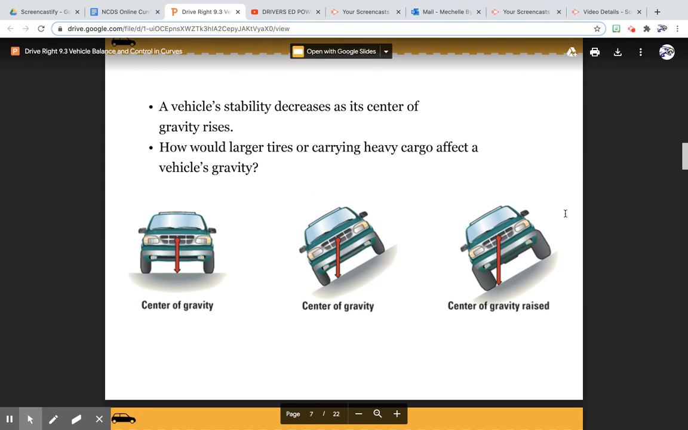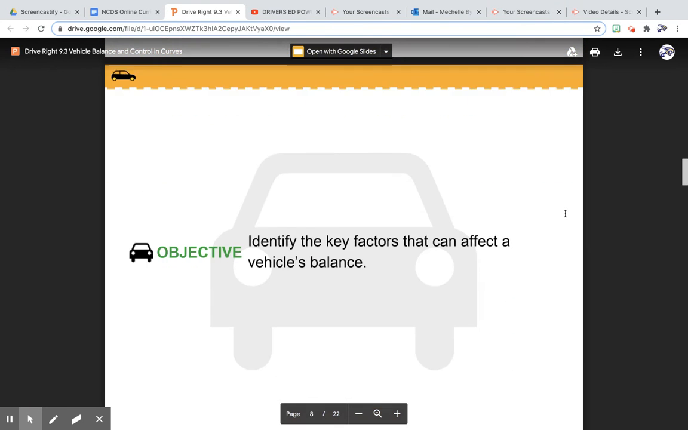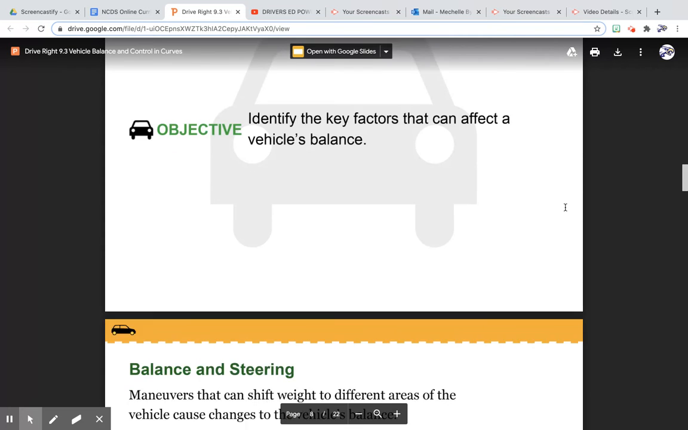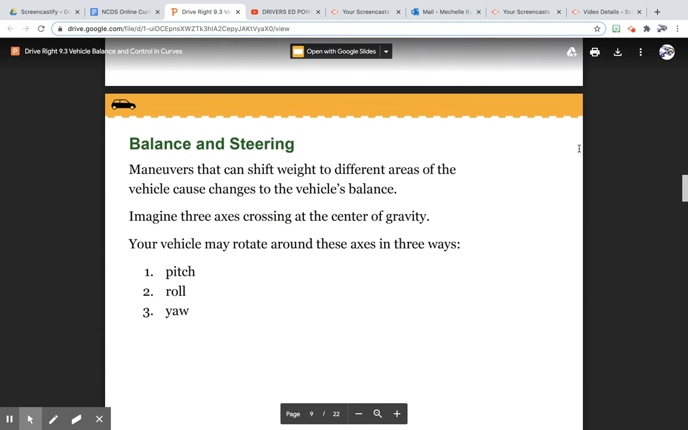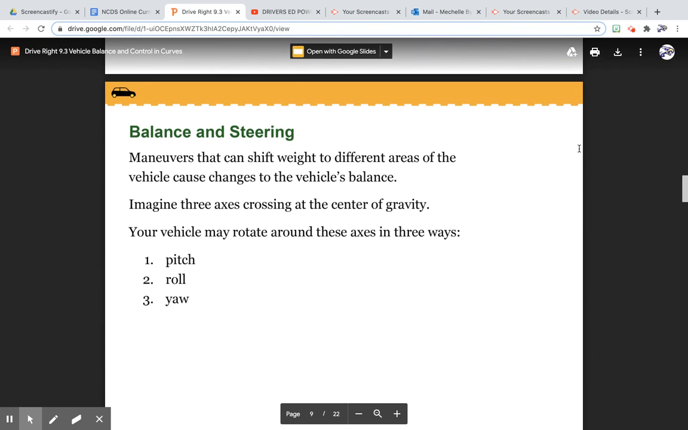A vehicle's stability decreases as its center of gravity rises. How would larger tires or carrying heavy cargo affect a vehicle's gravity? Identify key factors that can affect a car's balance. Maneuvers that can shift weight to different areas of the vehicle can cause changes to the vehicle's balance.